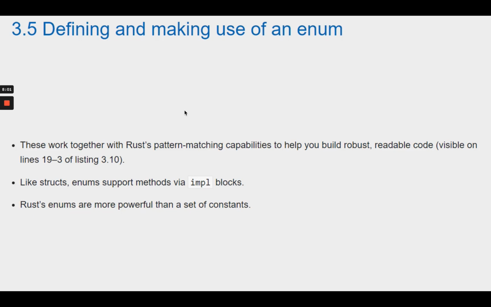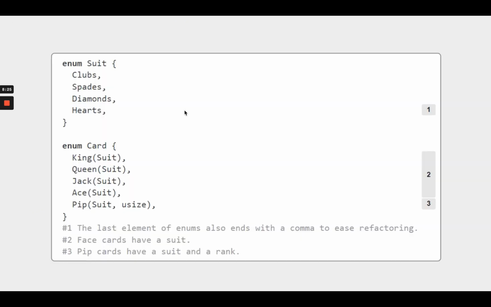These work together with Rust's pattern matching capabilities to help you build robust, readable code. Visible on lines 19 through 23 of listing 3.10, like structs, enums support methods via impl blocks. Rust's enums are more powerful than a set of constants. It's possible to include data within an enum's variants, granting them a struct-like persona.